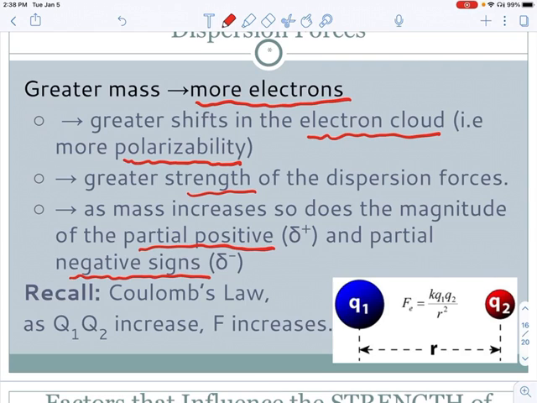And this, in turn, is an extension of Coulomb's law. Because remember, Coulomb's law says that our nucleus is attracted to our electrons. And if we have more electrons, then Q2 will be a larger number, creating a greater force of attraction between neighboring molecules.